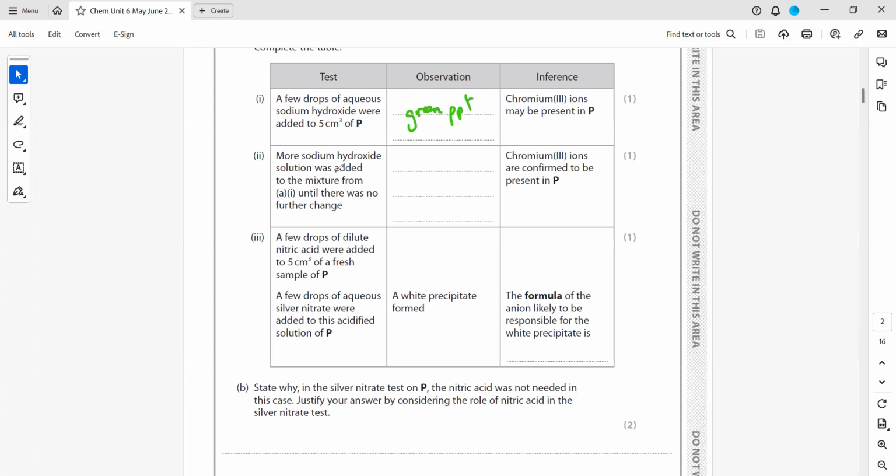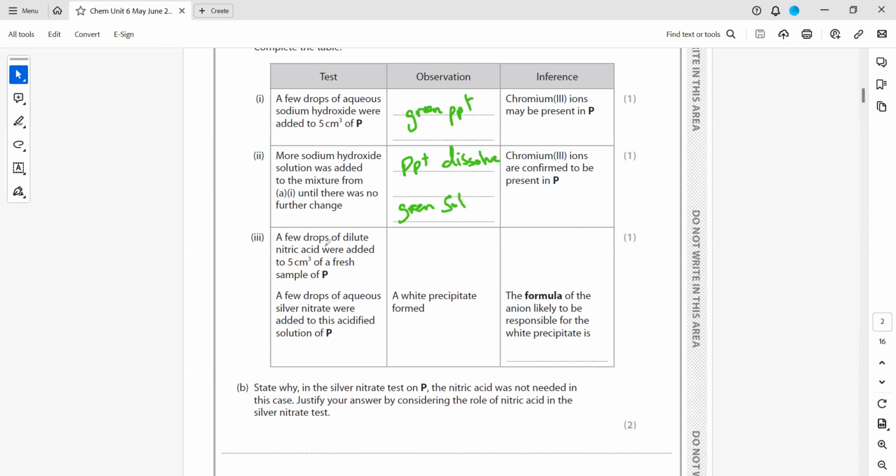More sodium hydroxide was added until there was no further change. The chromium ions are confirmed. So what will be the observation if we add an excess of sodium hydroxide? The precipitate will dissolve. So PPT dissolves, and when the precipitate dissolves, a green solution will form.